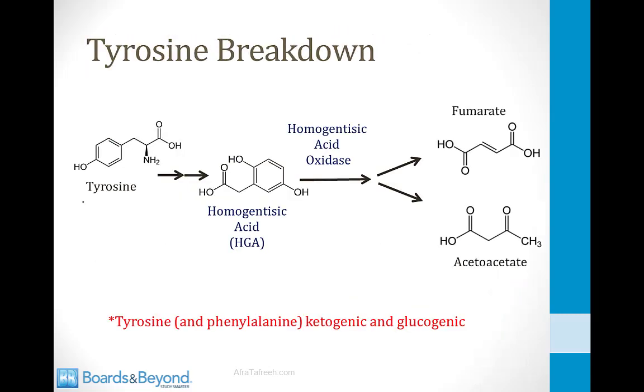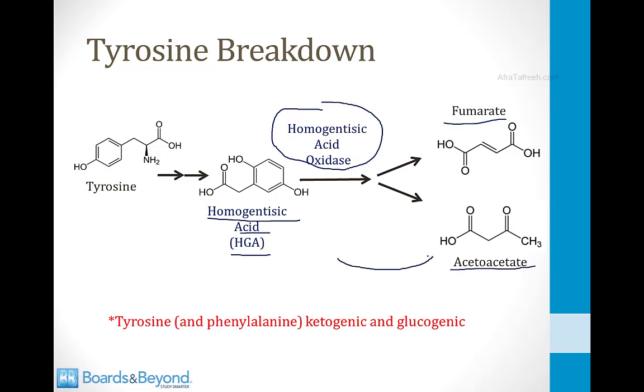Now let's talk about how tyrosine can be broken down inside of cells in the body. Tyrosine can be metabolized to a molecule called homogentisic acid, or HGA, and then there is an enzyme called homogentisic acid oxidase, which can convert HGA into fumarate and acetoacetate. Fumarate can enter the TCA cycle and become glucose, and therefore tyrosine is a glucogenic amino acid. In addition, acetoacetate is a ketone body, and therefore tyrosine is both glucogenic and ketogenic.